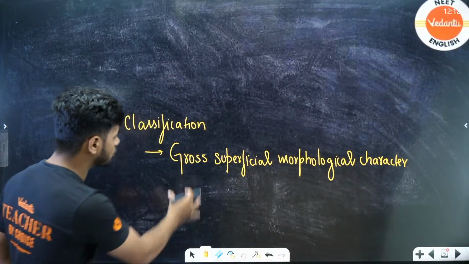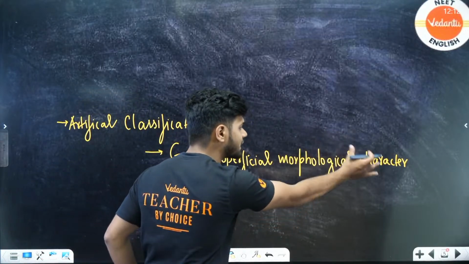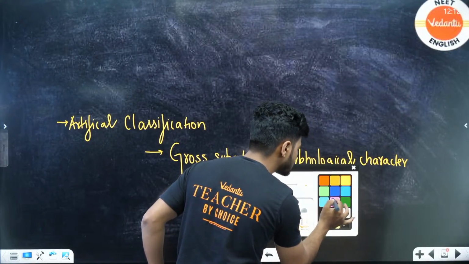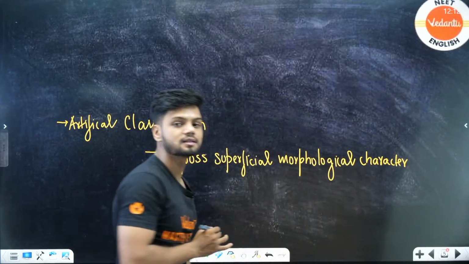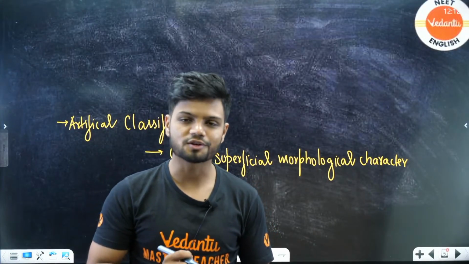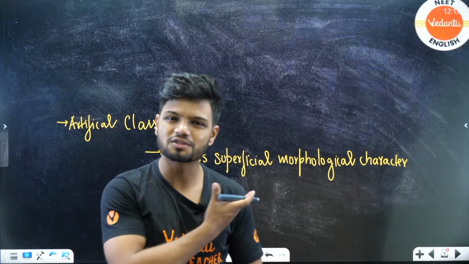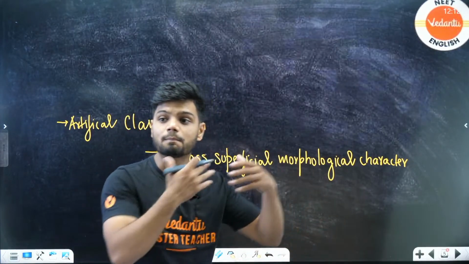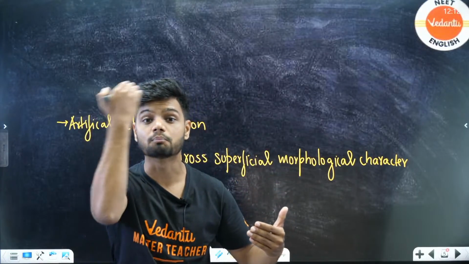Now what are these gross, superficial, morphological characters? In this we classify the plants based on how they look from the outside. We tell, never judge a book by its cover. But here we are judging the book by its cover. That is, we are trying to classify a plant based on how it looks from the external morphology.